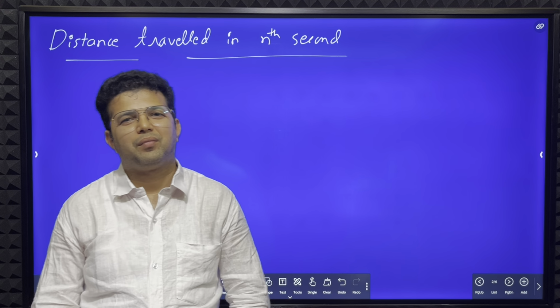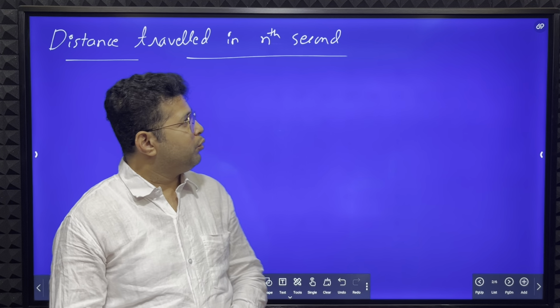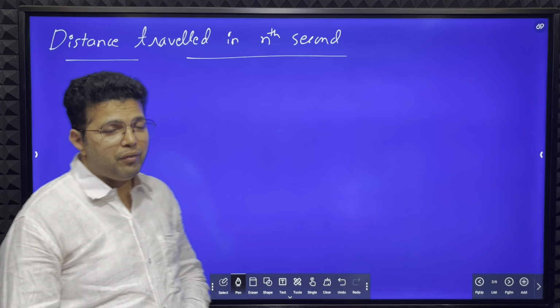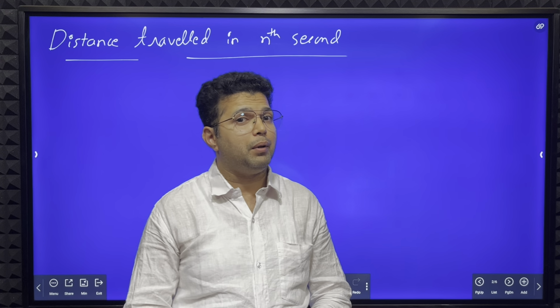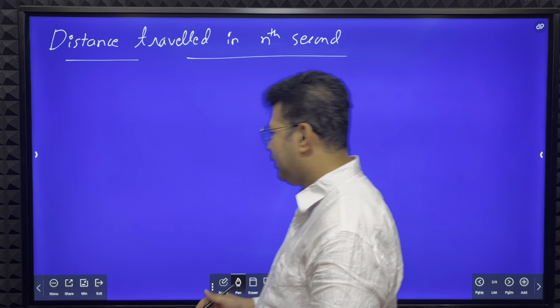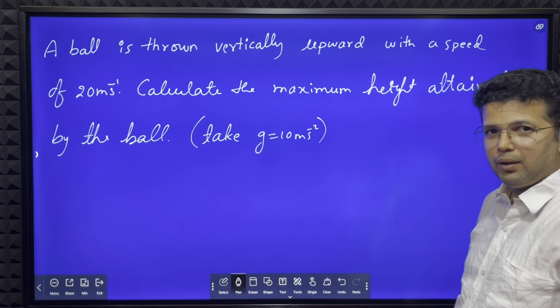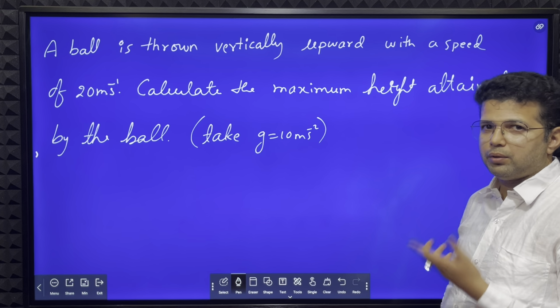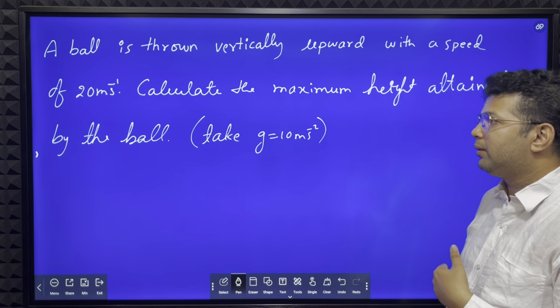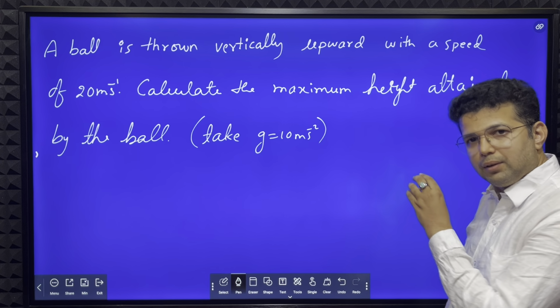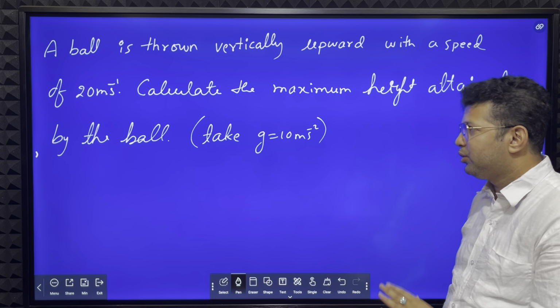Hello dear students, in this session we will try to derive an expression for distance traveled by a body in nth second. Before that, as usual, I'll give you a problem. Solve this problem. You can pause the video or solve it later, and type the correct answer in the comment section.